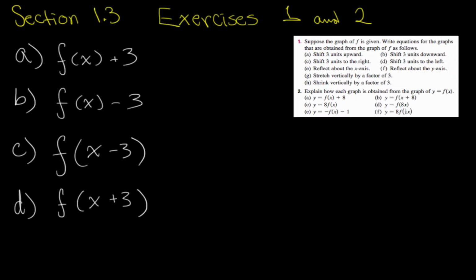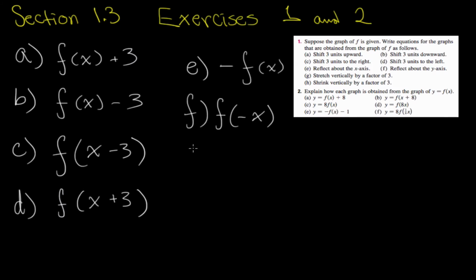All right, E: a reflection about the x-axis. Now remember, you're either going to multiply the entire function or you're going to multiply just the argument of the function. The argument is the x in the parentheses for f of x. To reflect about the x-axis, we multiply the entire function by -1. So E is negative f of x. F is reflection about the y-axis. That would be multiplying the argument by -1.